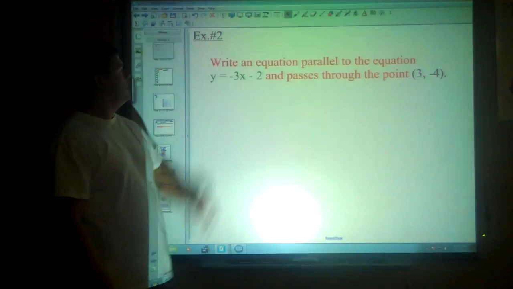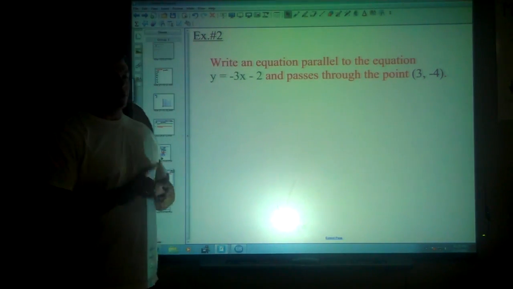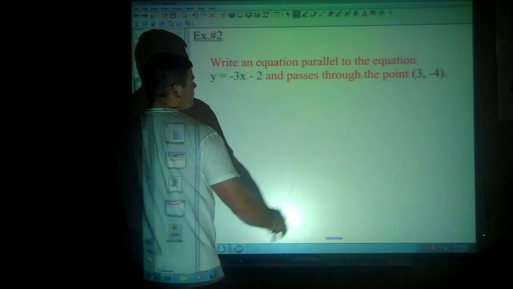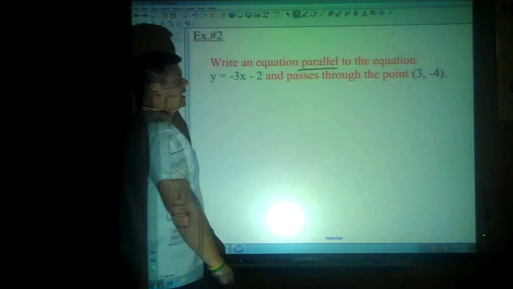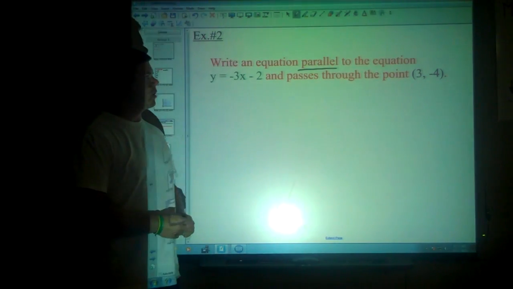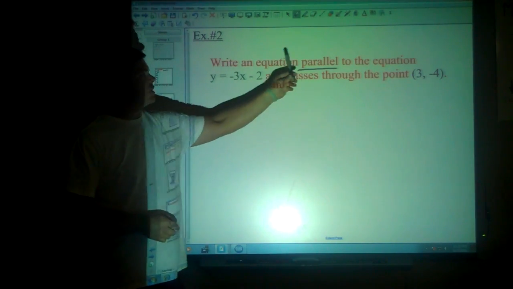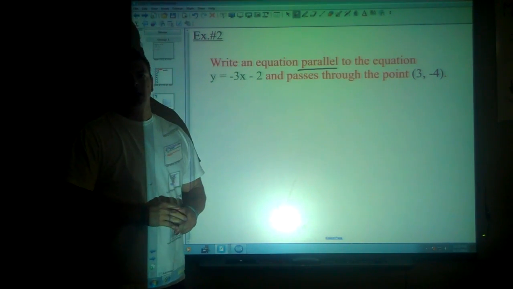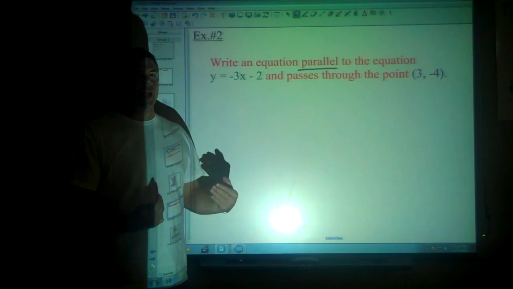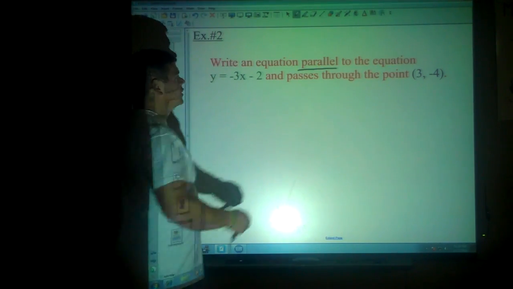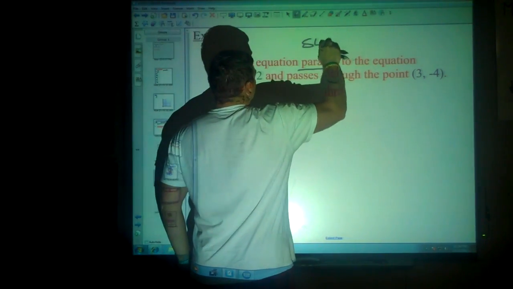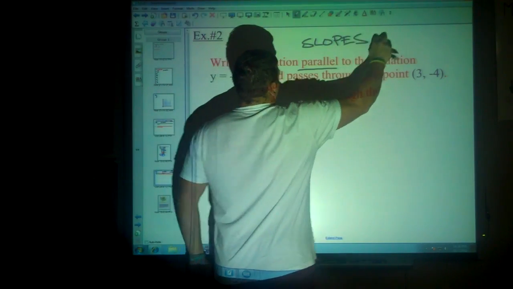Alright, one last problem. Write an equation parallel. And remember, this is important, parallel. This will be the more complicated kind, and people get stuck on this one when they're working on the assignment. If we want something that's parallel, what must be true? It has to have exactly the same slope. So parallel means slopes are equal.